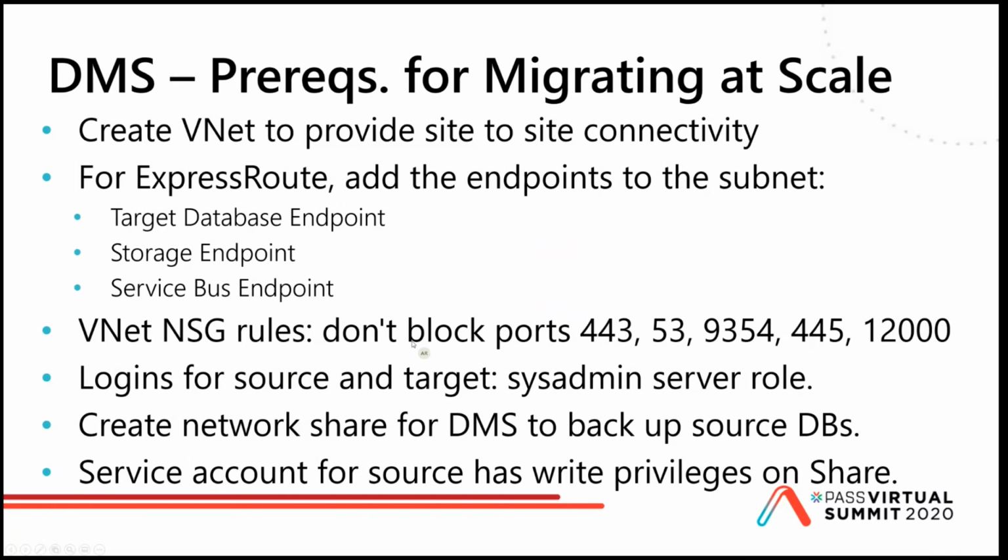And you also have to enable some NSG rules, network security group rules, to unblock these ports 443, 53, 9354, and so forth. And login, and you must have sysadmin permission both on the source as well as on the target. Provide the backups of your source databases in the network share, and the service account for source systems must have write privilege on the shared network drive.